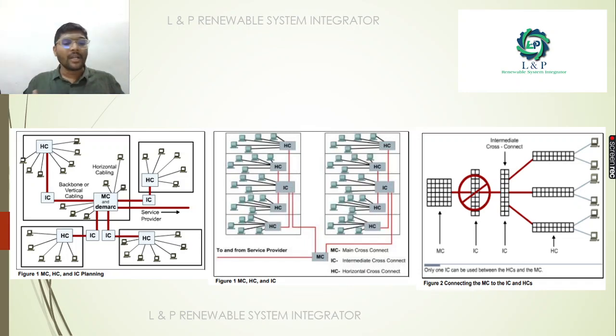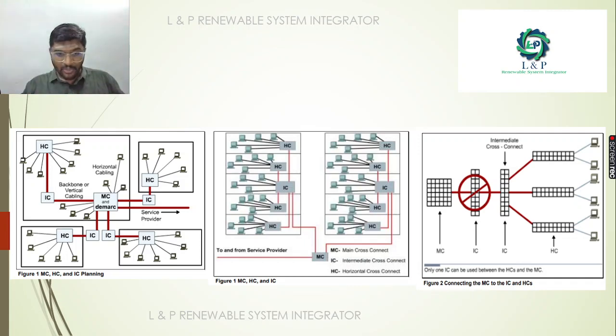So as I told earlier, we have different connections. We can establish connection between MC, IC, HC in different ways. What is MC? MC is nothing but the main cross connect. As you can see here, this is the main cross connect, because the first connection from the service provider will come to the main cross connect only. From the main cross connect, through the intermediate cross connect, we will be distributing to the horizontal cross connects. With the help of the horizontal cross connect only, it is going to the loads, the computers or telecommunication networks.